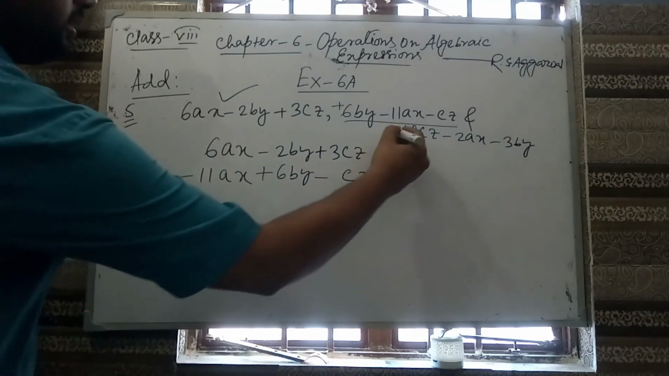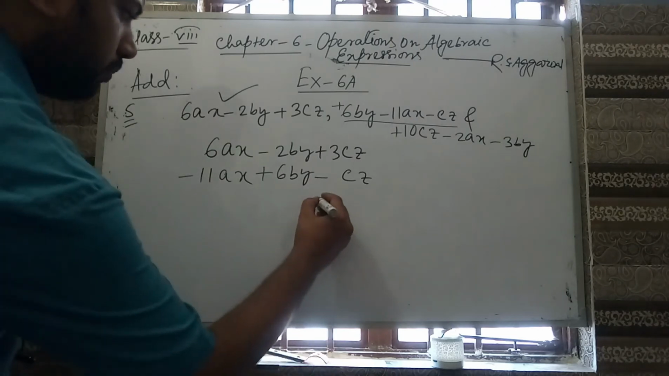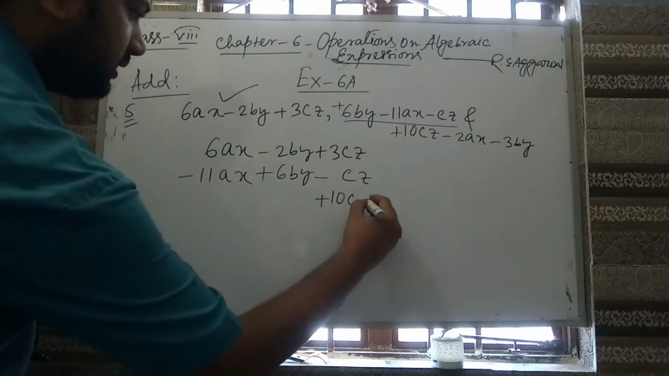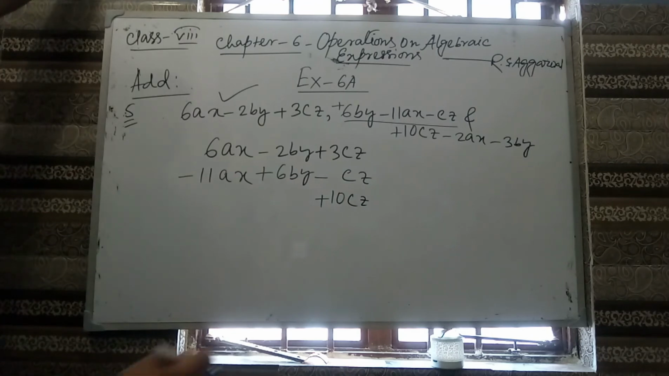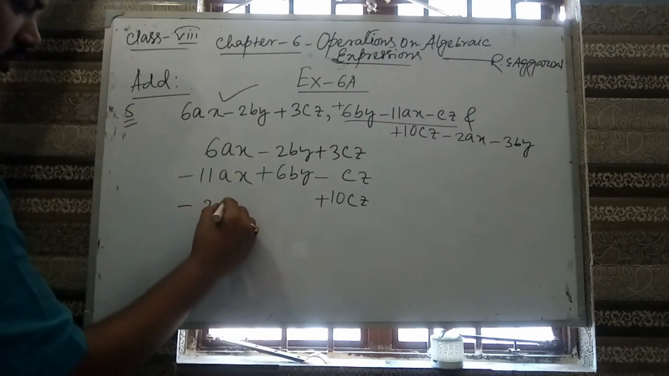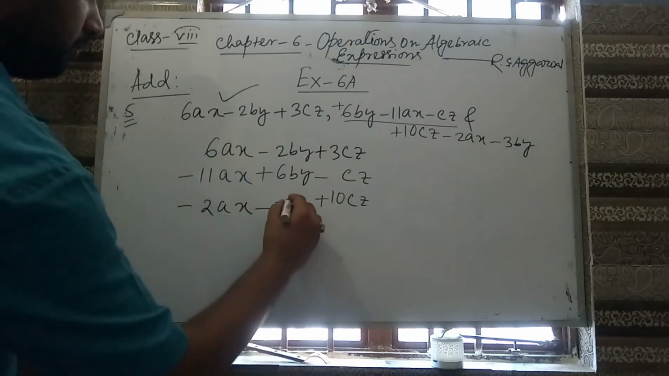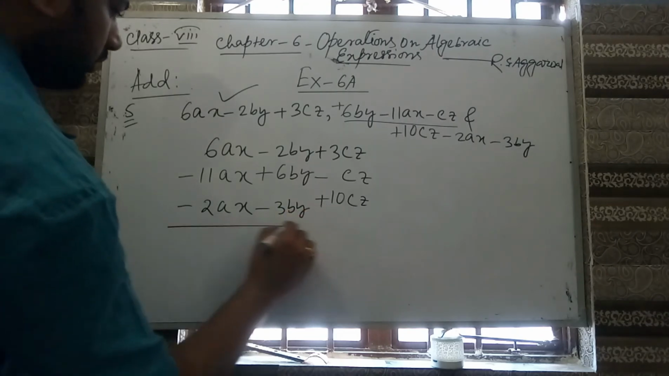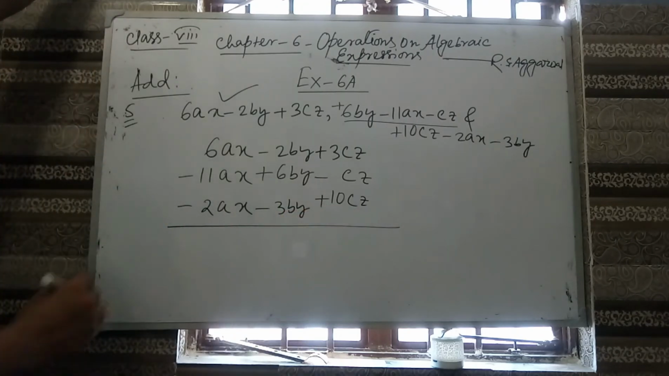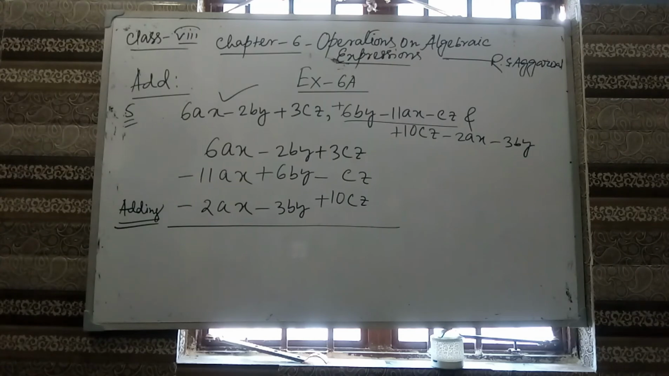10CZ. It is plus. There is no sign at the beginning, which means it is plus. So plus 10CZ. Next is minus 2AX, and minus 3BY. Okay, we have to add.